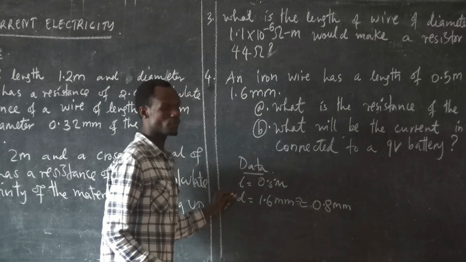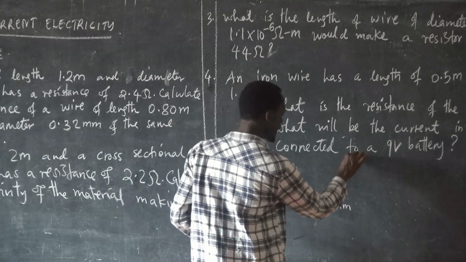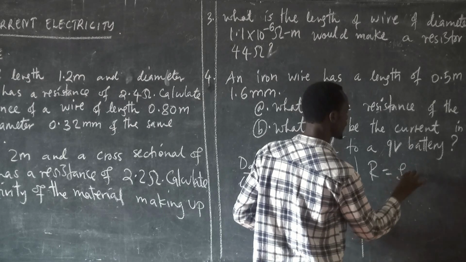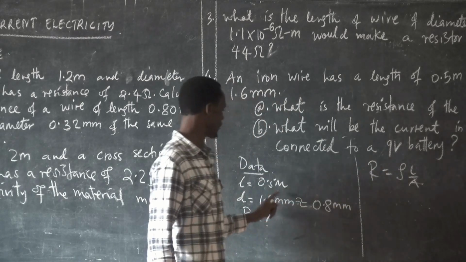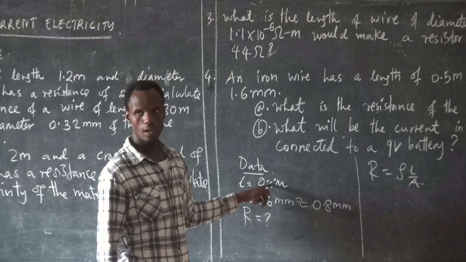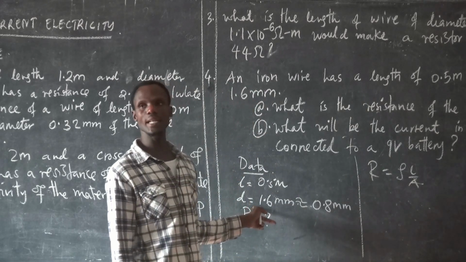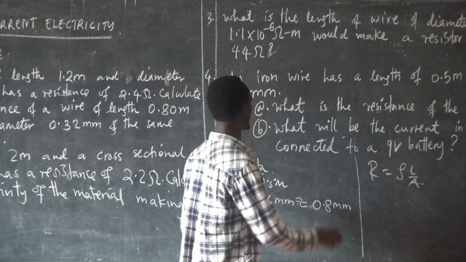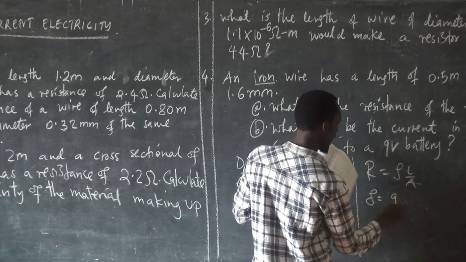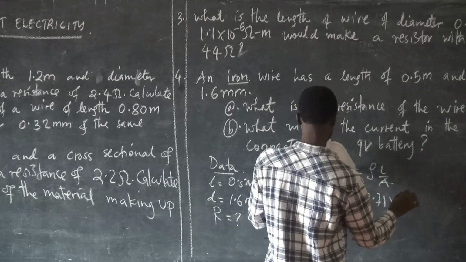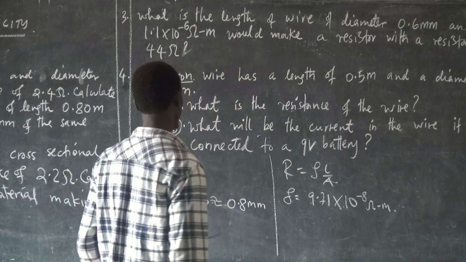This is radius. Now the question is, find the resistance of the material. Now the resistance of the material is calculated by taking resistance is equal to resistivity times length over cross-section area. Now length is there. Length is here, 0.5 meter. Are you together? And also area is not there, so we need to calculate the area. Resistivity now is constant. We're talking about iron. Now resistivity is equal to 9.71 times 10 power negative 8 ohm meter. That is constant.